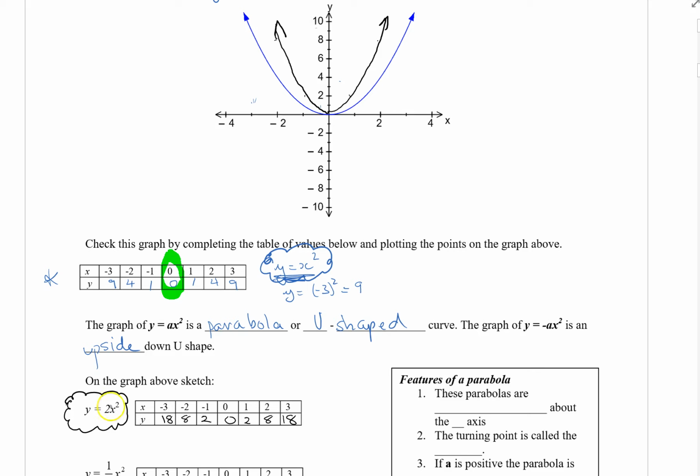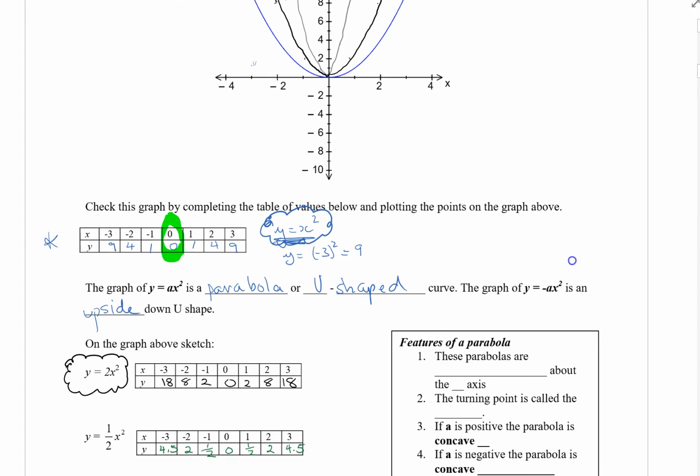And the bigger number that you put at the front, if I was to put a 10 in front of the x squared, a positive number, then the bigger that number is, the skinnier the graph gets.